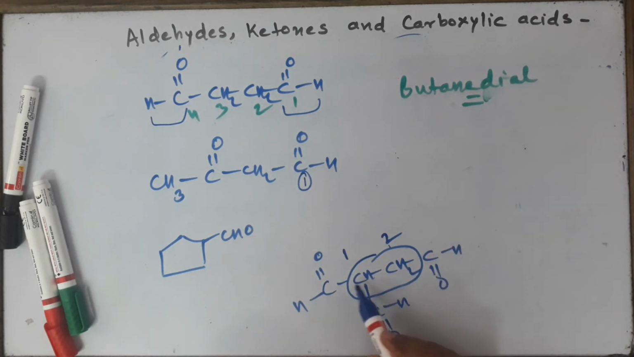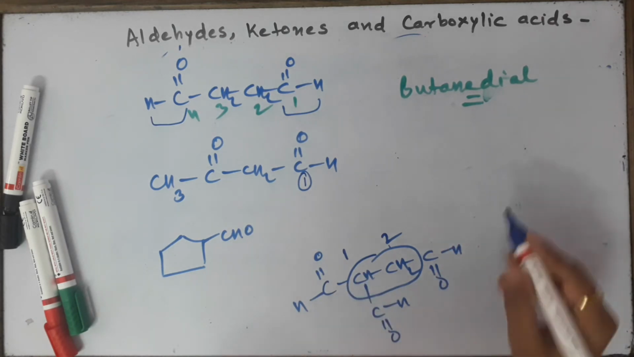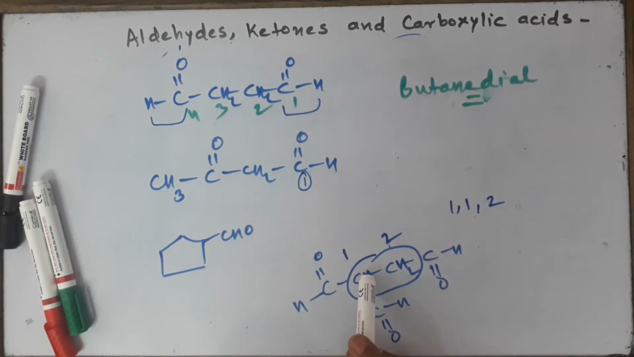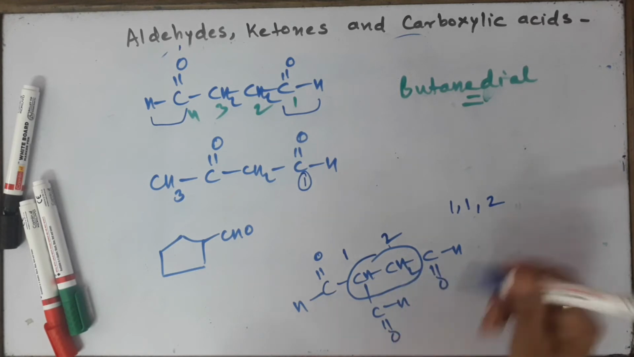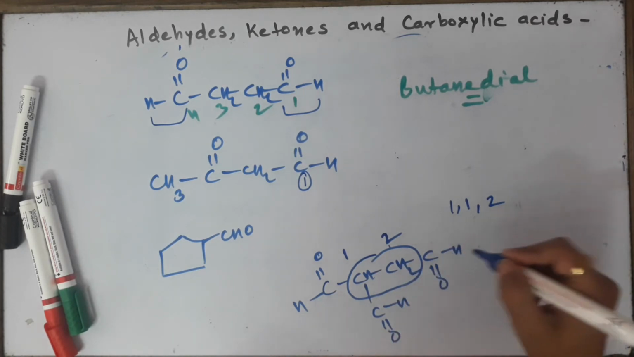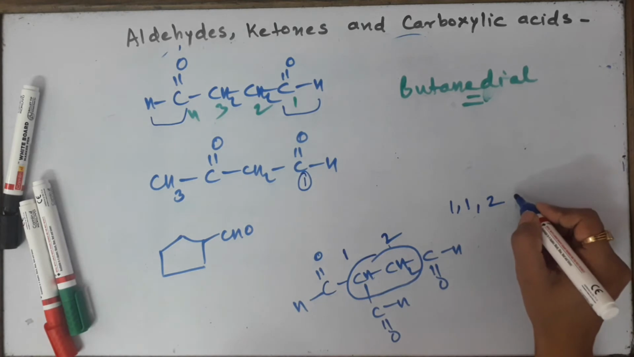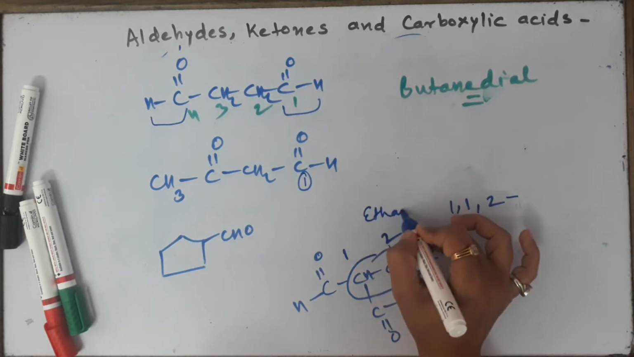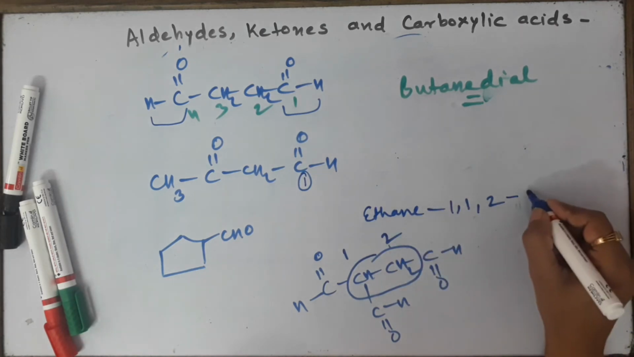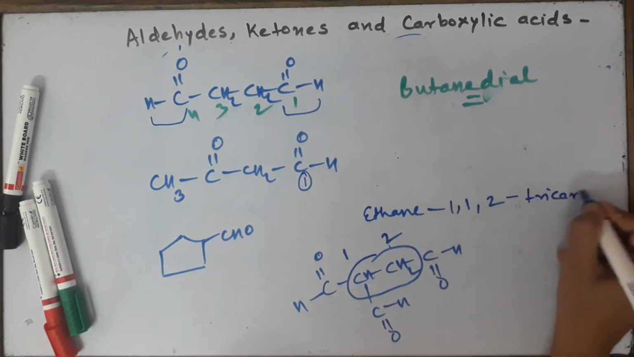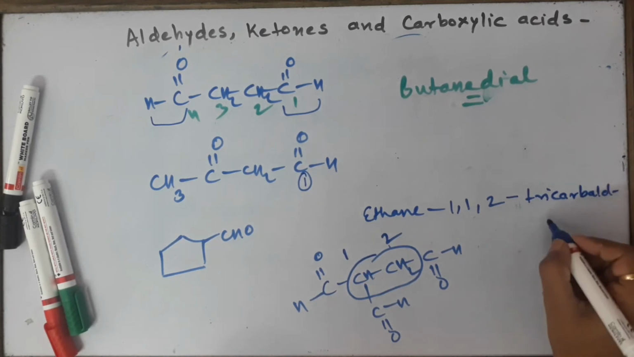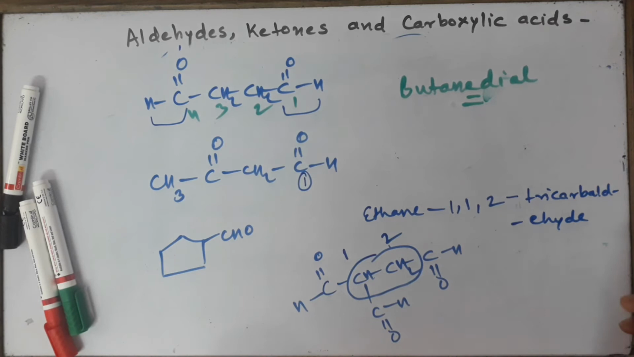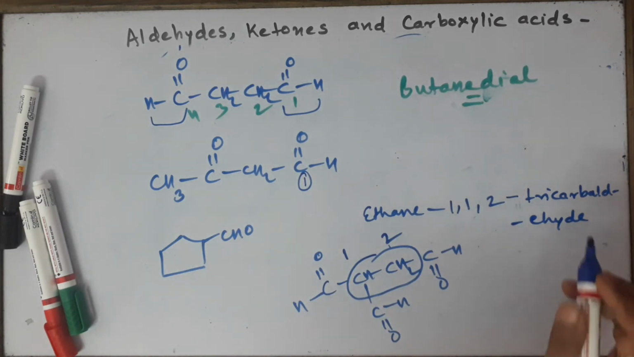So here we have, look at this, 1, 1. Okay, look at this, 1, 1, 2. At position number 1, at position number 1, at position number 2 you have got CHOs. So we'll say 1,1,2 ethane. I'll be writing it first because the parent is ethane. So ethane-1,1,2-tricarbaldehyde. We're going to write it as tricarbaldehyde. Look at that, tricarbaldehyde. So we have got a new word over here, carbaldehyde.